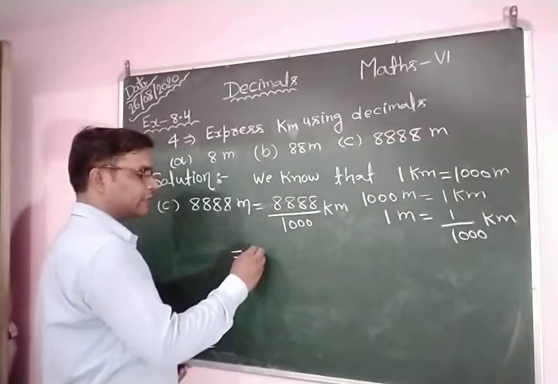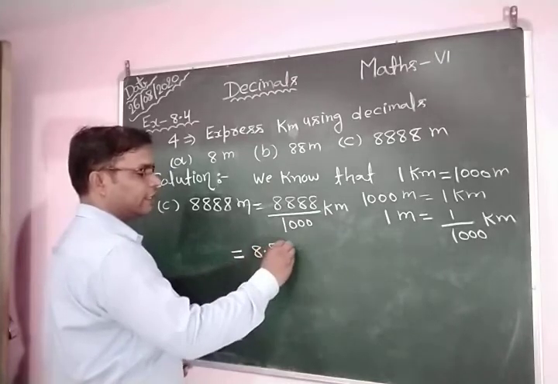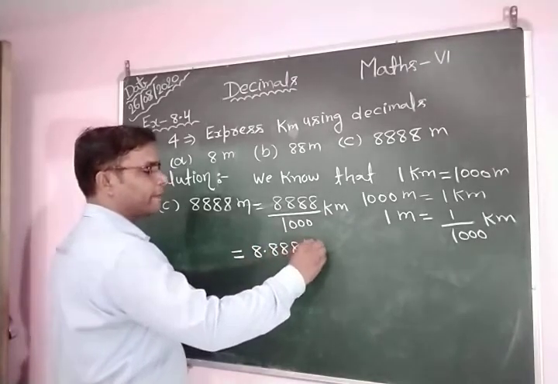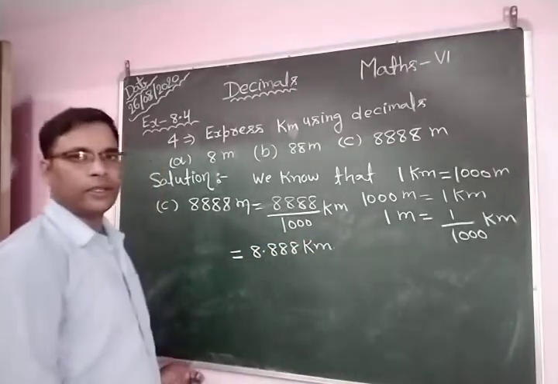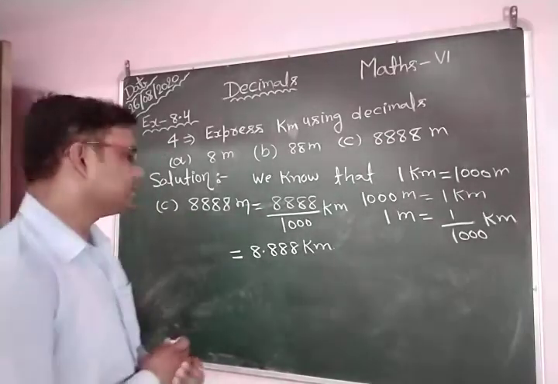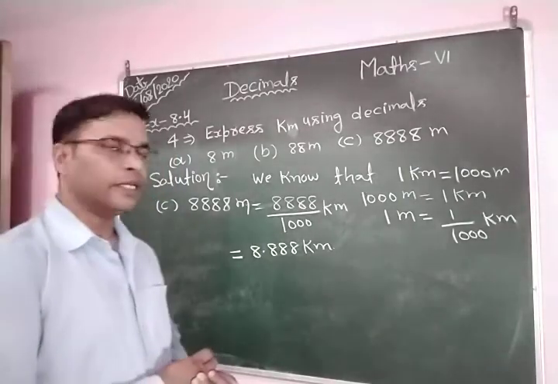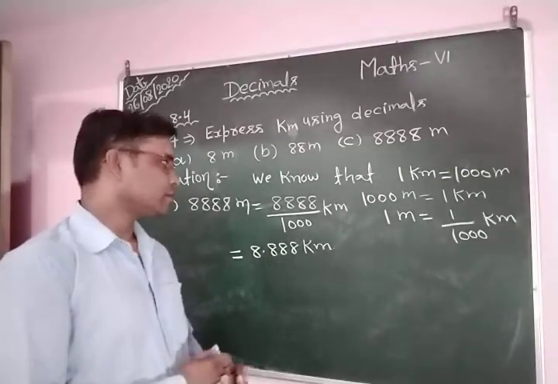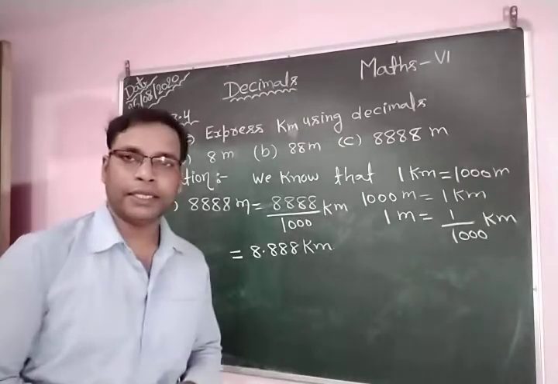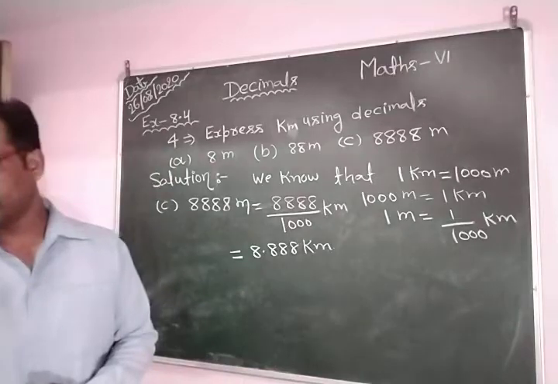So this is equal to 8.888 kilometers. You can see here we converted 8,888 meters, and this is equal to 8.888 kilometers.